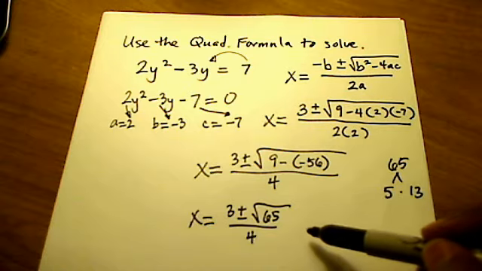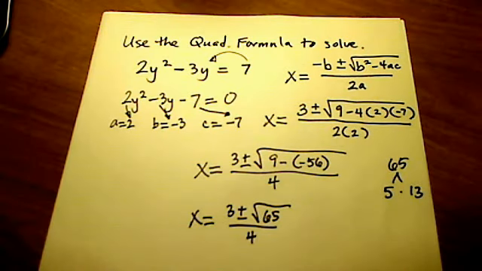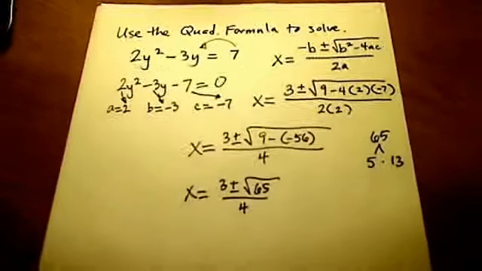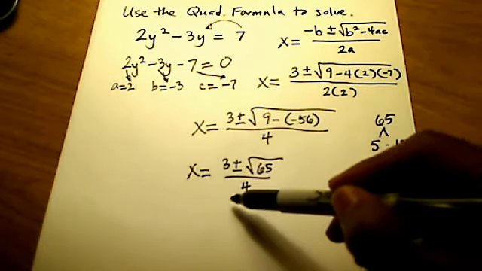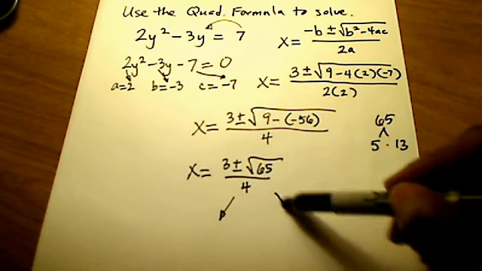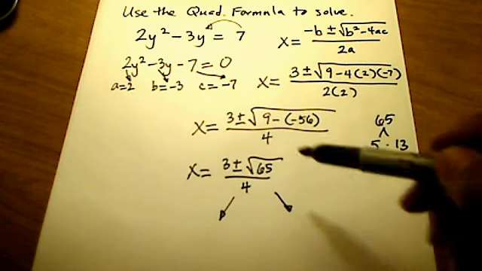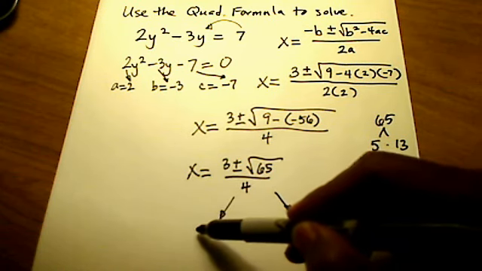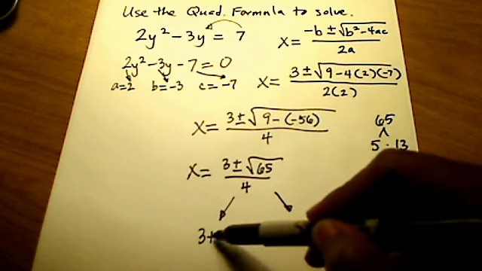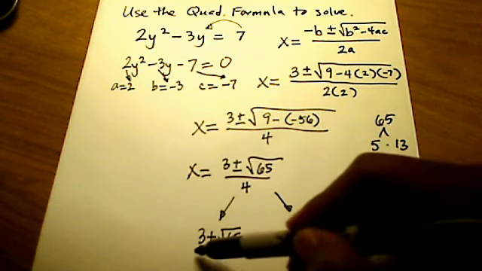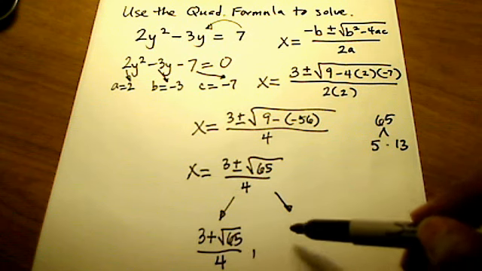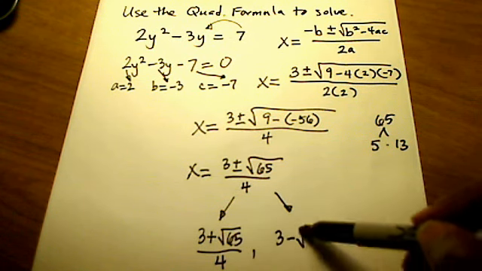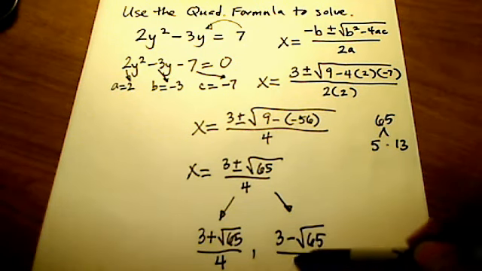Now on my math lab, if you're doing this homework assignment on my math lab, let me just scoot this down so you can see a little bit better. There is no plus or minus button, so we have to enter in this answer inside the box that they give us in 2 ways. The first way is going to be 3 plus the square root of 65 all over 4, comma, and then 3 minus the square root of 65 all over 4.